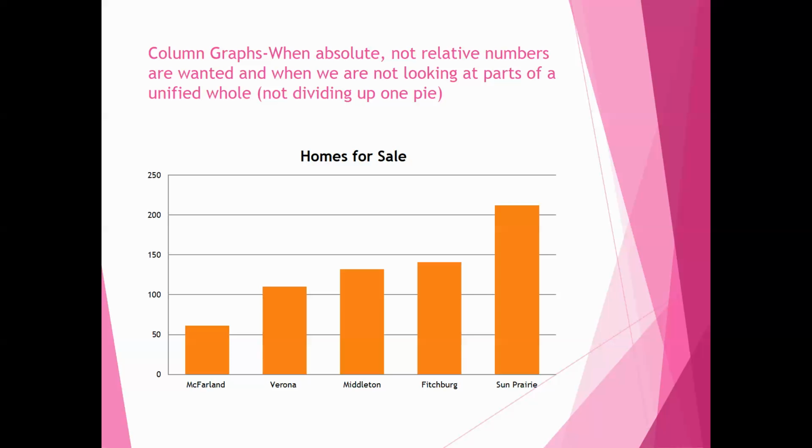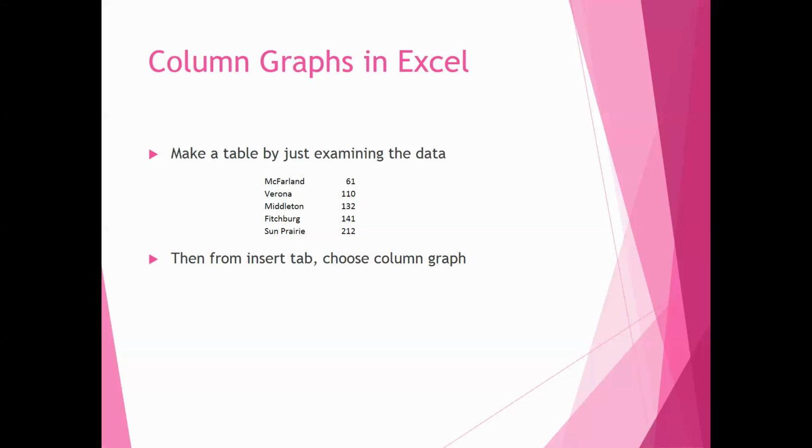Now with column graphs, that's when you want to know the actual numbers and not just the proportions of a whole, when you're not trying to divide up one pie. So if you're looking for houses for sale in the Madison area, it might be important to know how many houses were for sale in each of these communities, not so much the proportion of all the houses for sale in the communities. So here we see, oh, okay, at that time there were over 200 houses for sale in Sun Prairie, only, I don't know, 55 or 60 in McFarland. So again, a very simple type of visual that shows 5 different communities and how many houses were for sale in each. Again, a reminder how to do it.